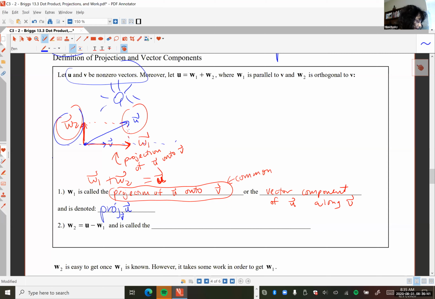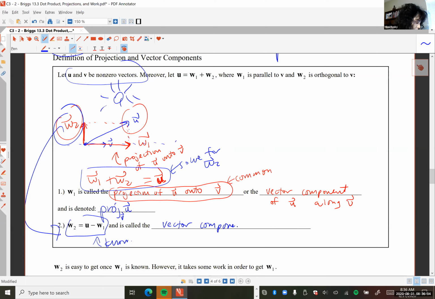Now, this other vector, W2, which I mentioned: if you sum up W1 and W2, you better get back your original vector U. You can solve this for W2 by simply subtracting the vector W1 from both sides, and you'll get this formula. So know this. And this is called the vector component of U orthogonal to V.